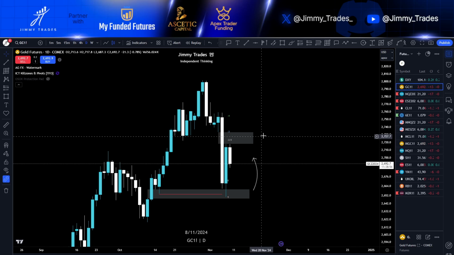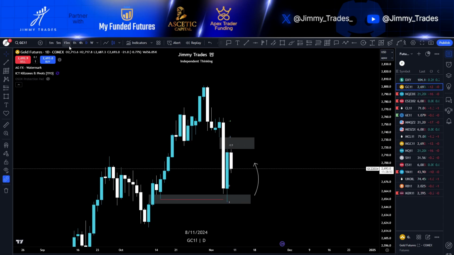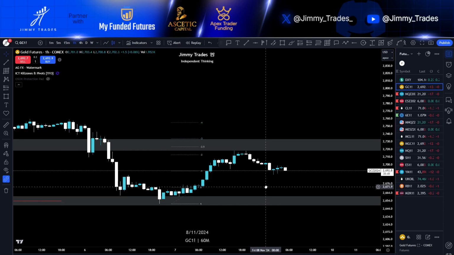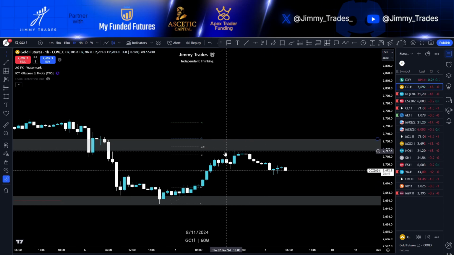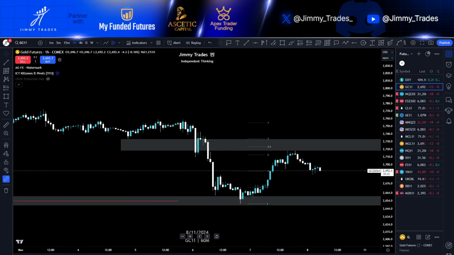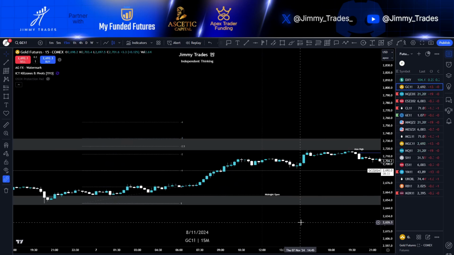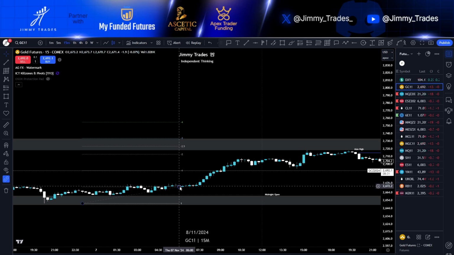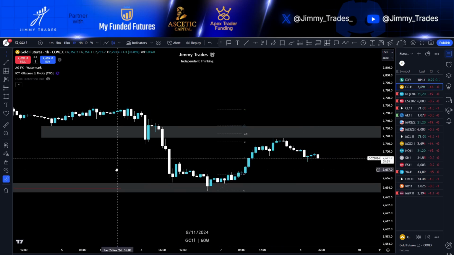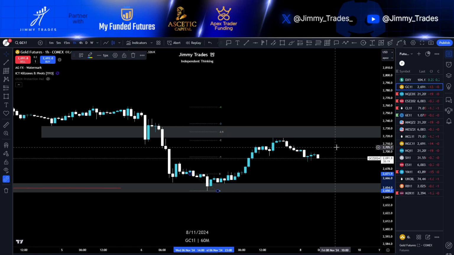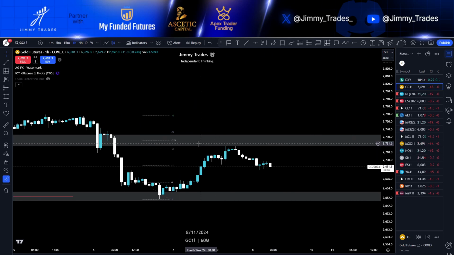And if we look at the hourly, we obviously have some projections there. And those projections also line up with the high. But these projections do line up with this high here and into this gap.